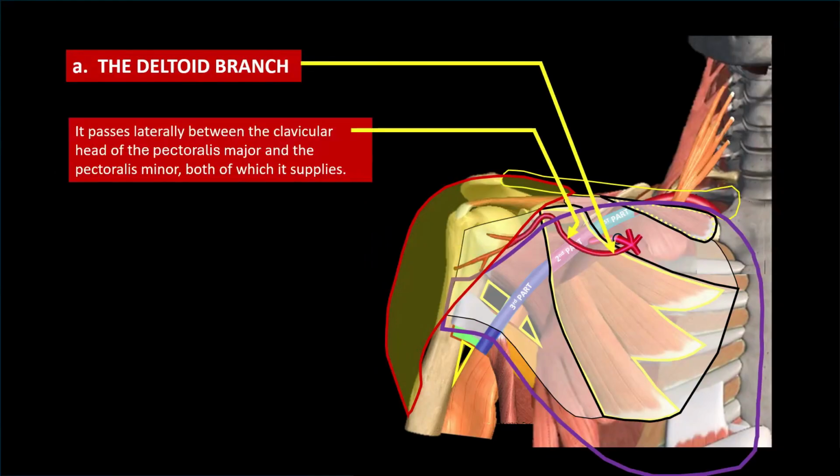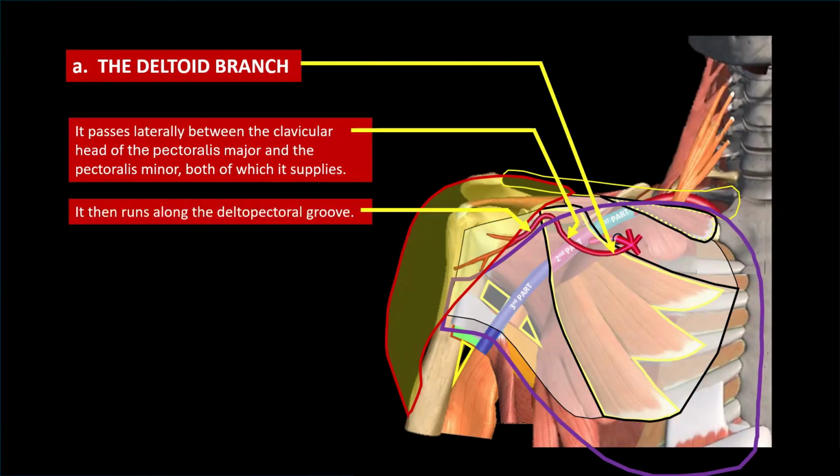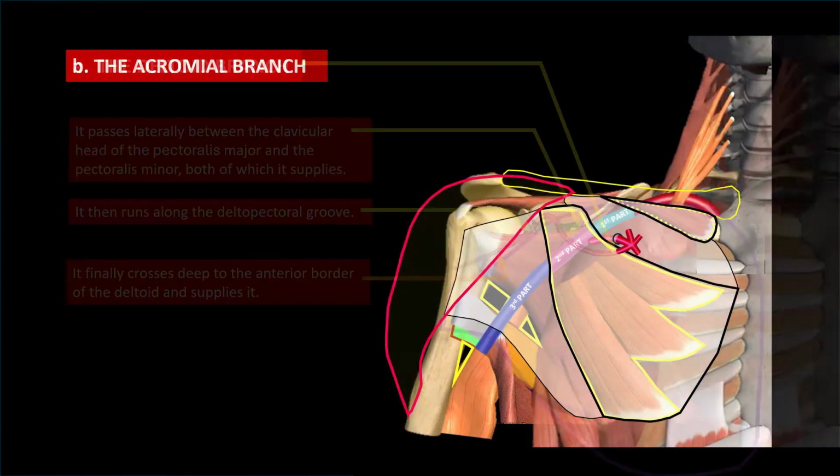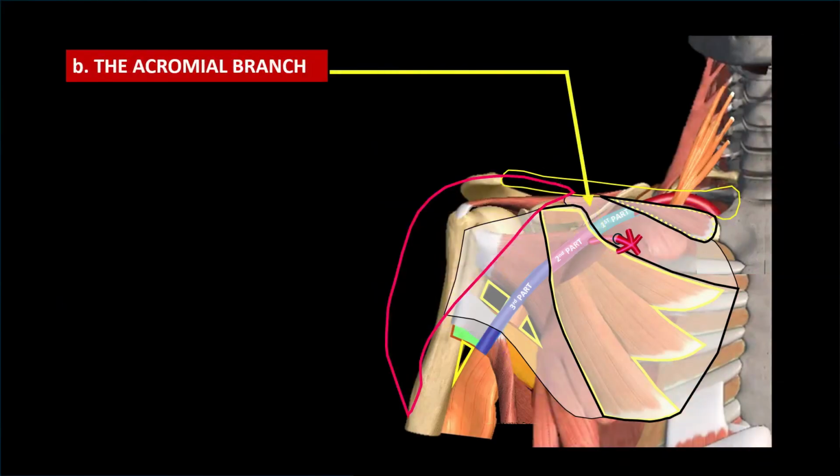It passes laterally between the clavicular head of the pectoralis major and the pectoralis minor, both of which it supplies. It then runs along the deltopectoral groove. It finally crosses deep to the anterior border of the deltoid and supplies it. B, the acromial branch.